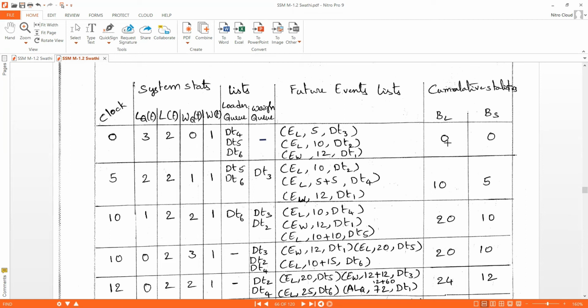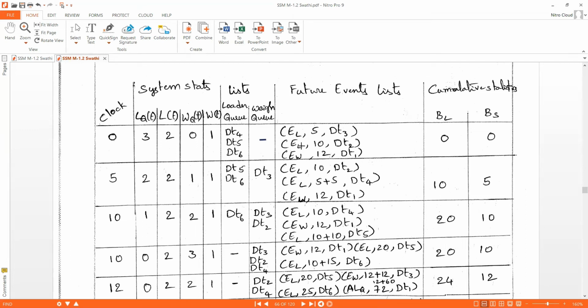Now, what is BL? BL is the busy time of the loaders. At simulation clock time 0, the simulation has only just started, so BL value will be 0. Busy server time BS is also 0. Until that time, we need to write the total server busy time and total loader busy time. Now these events we need to arrange in ascending order.